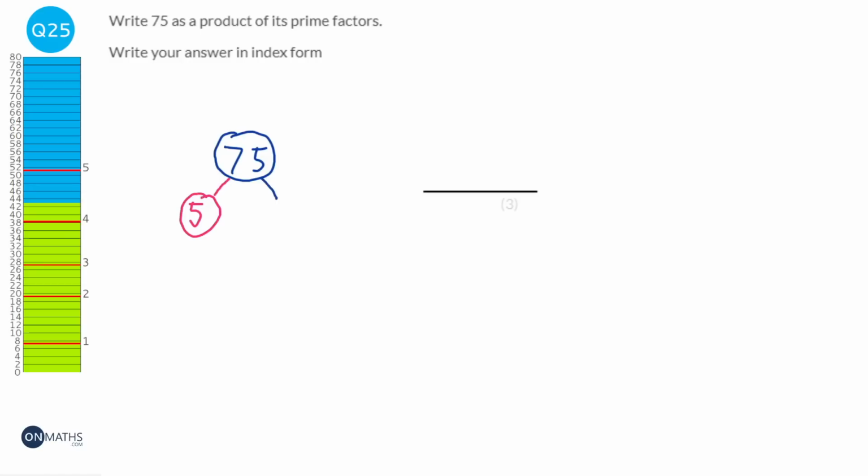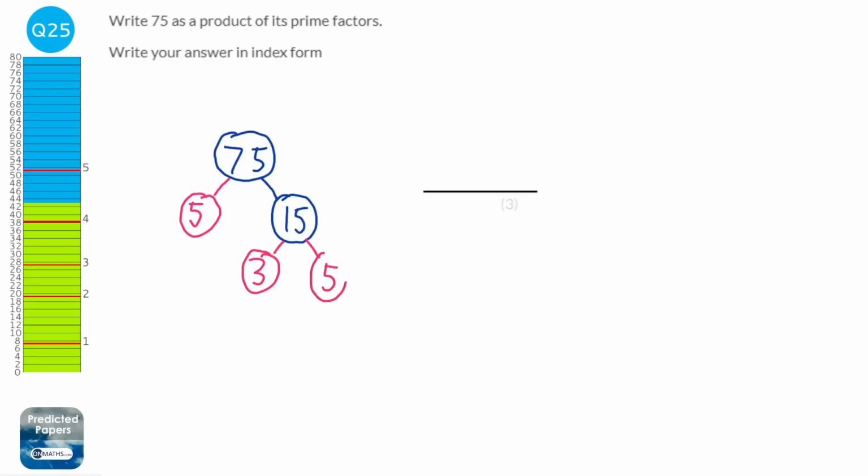So 5 times what is 75? Well, 5 times 15 is 75. And then to make 15, we're going to do 3 times 5. And the reason why I've done some of these bubbles in red is that those are the prime factors, which means they can go to 1 and 5, but if you do 1 and 5 you'll be there all day. So we always stop when we get to the prime numbers.